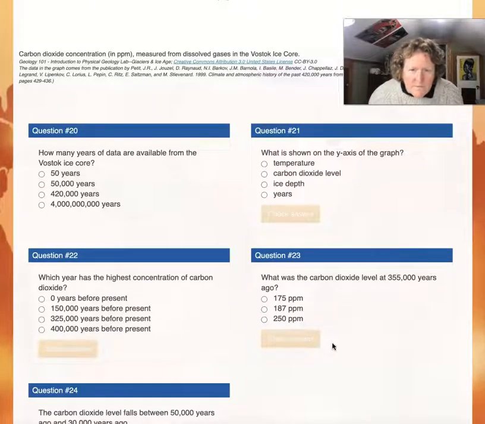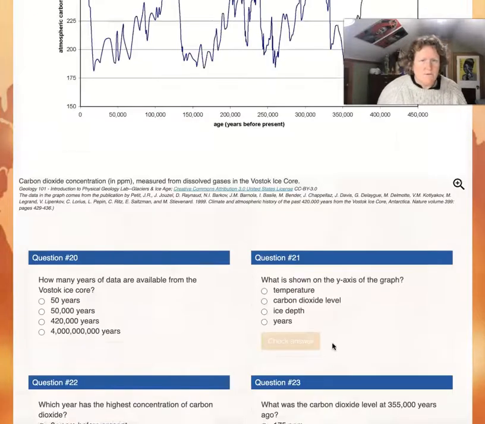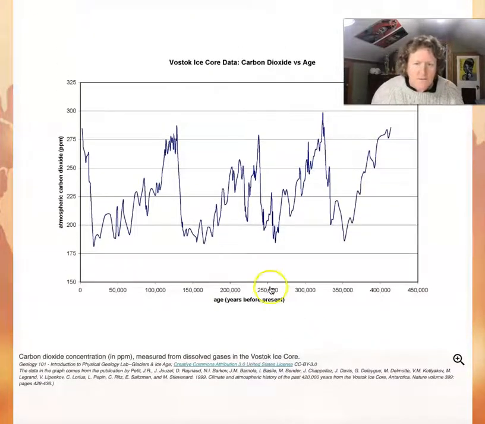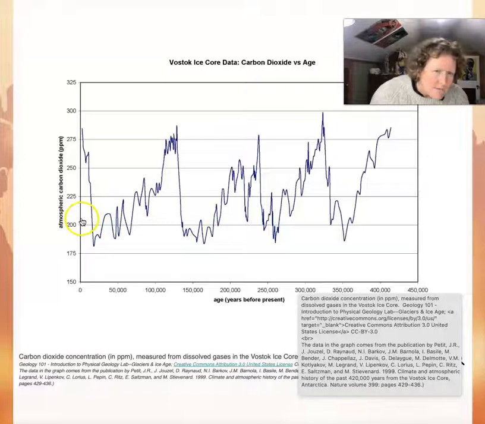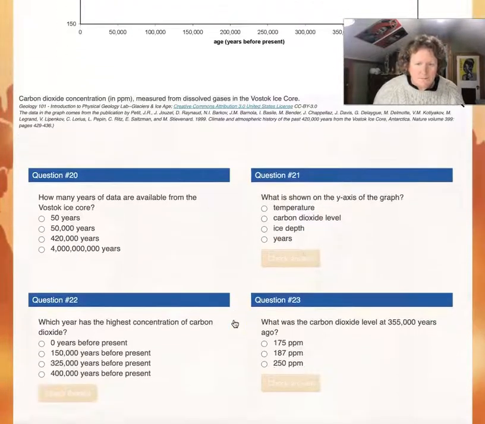What was the carbon dioxide level at 355,000 years ago? So let's go on the graph here. Here's 350, 355 would probably be right about here. Let's go over on the y-axis. That's probably about 205. Let's see if that's an option.